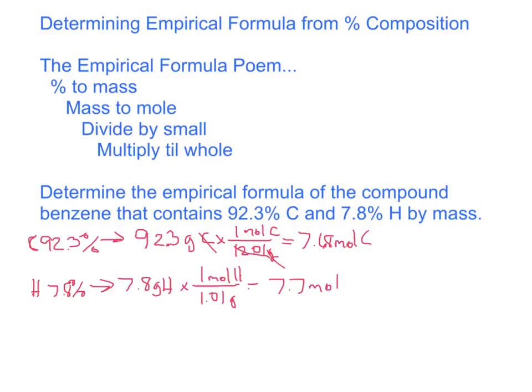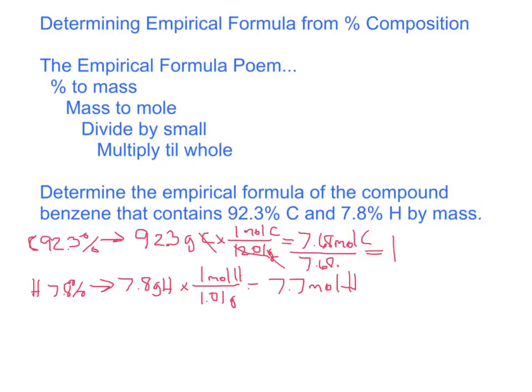moles of hydrogen. And now we divide by small. So what's smaller, 7.68 or 7.7? Well, it's 7.68. They're almost the same. So divide 7.68 by itself, and you get 1, of course.